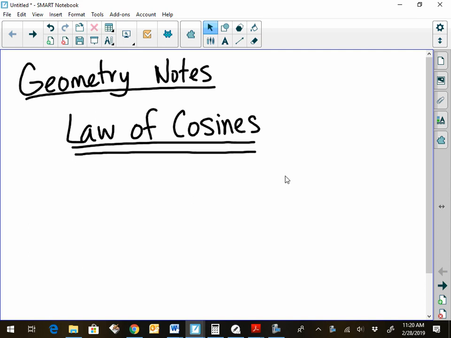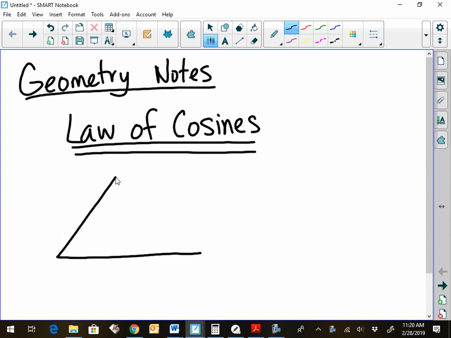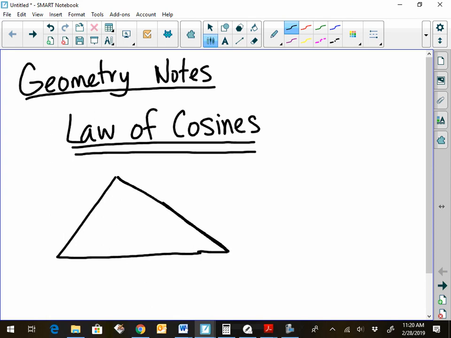And remember how we've been talking about triangles, specifically triangles that are non-right triangles. So law of cosines will also be similar. We're going to draw a triangle that's non-right. So sketch a non-right triangle on your paper there.